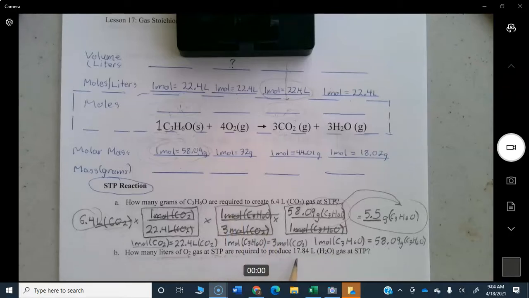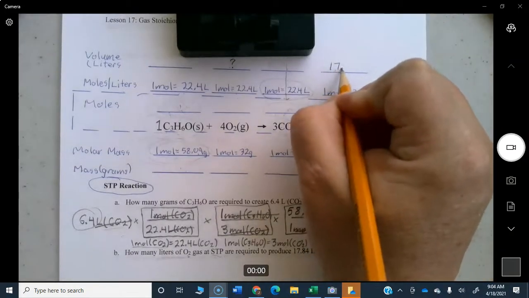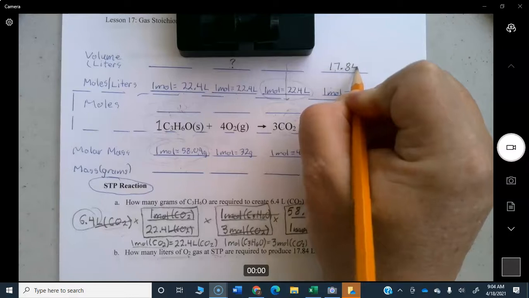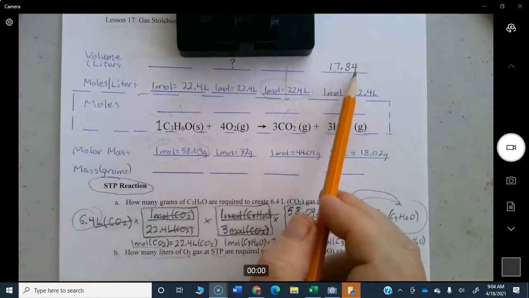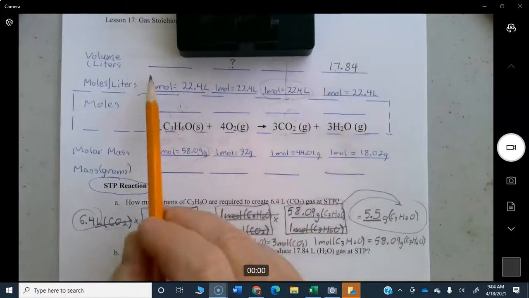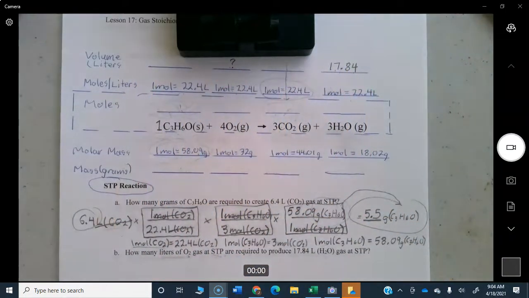Are required to produce 17.84 liters of H2O. So here's the H2O column, and liters is up here, so it's 17.84. We know it's liters of H2O because it's in the H2O column and it's in the liters row. So that means it's liters of H2O, that number right there.